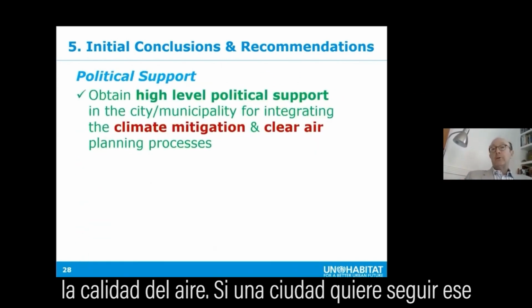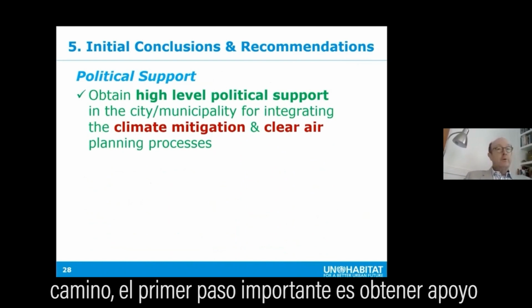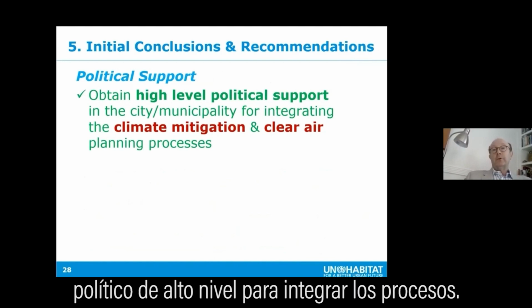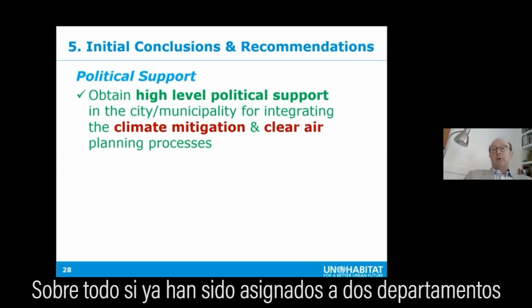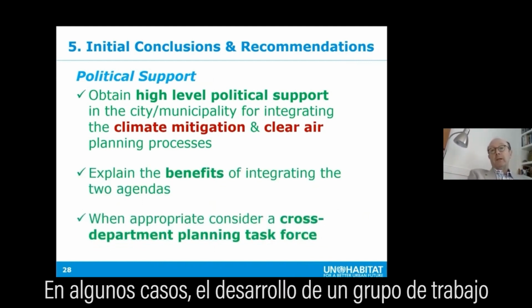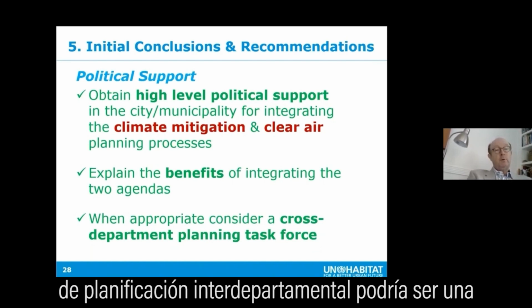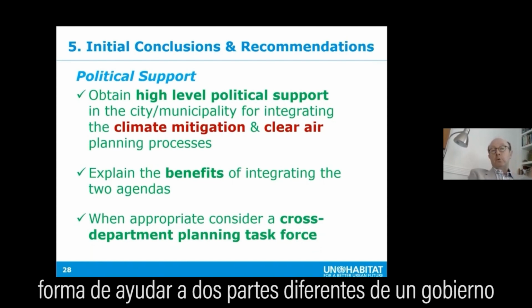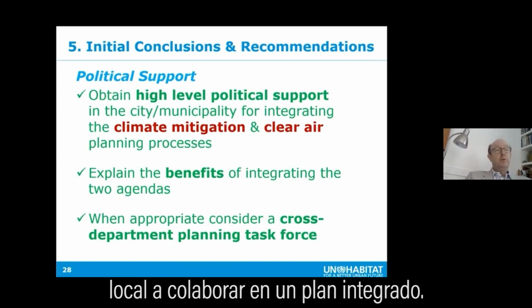If a city wants to go down that route, a first important step is to obtain high-level political support for integrating the climate mitigation and clean air planning processes. Particularly if these have already been assigned to two different departments, or there are two different processes underway. In some cases, developing a cross-department planning task force might be a way to help two different parts of a local government collaborate on an integrated plan.